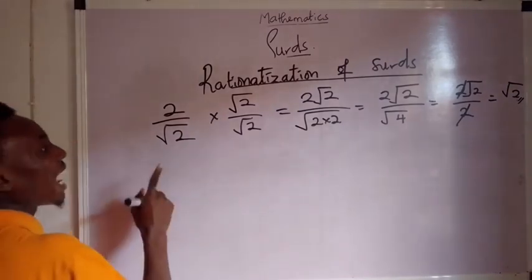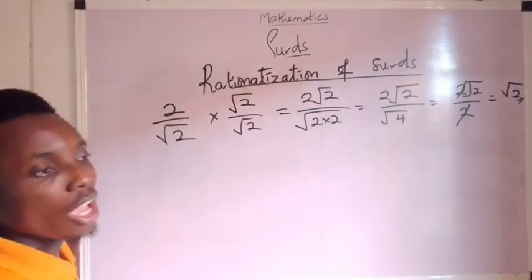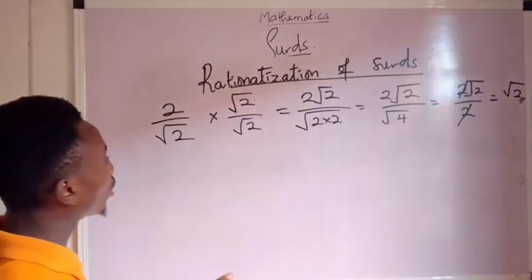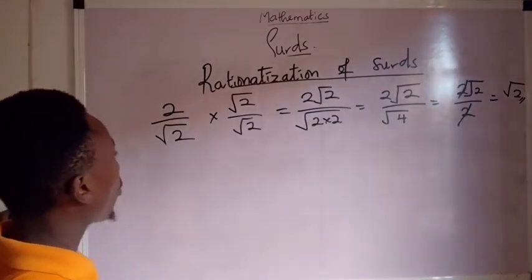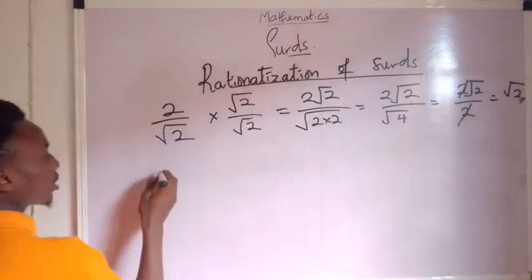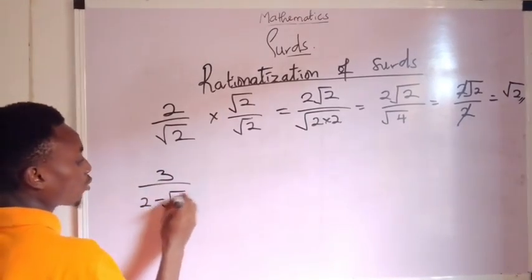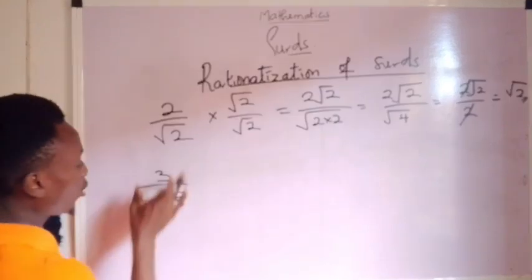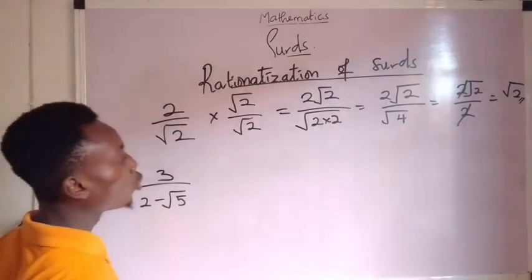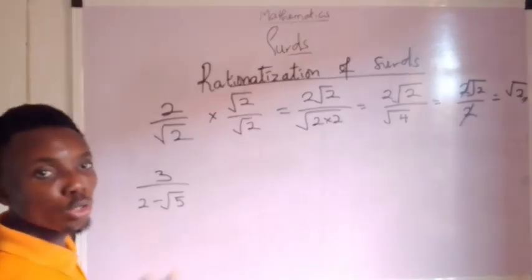Make sure that you don't have any surds in your denominators. When you are solving any question on surds, none of your denominators must be a surd, whether it's single like this or an expression like this. Let's say 3 over 2 minus root 5. For denominators like this, you find the conjugate.